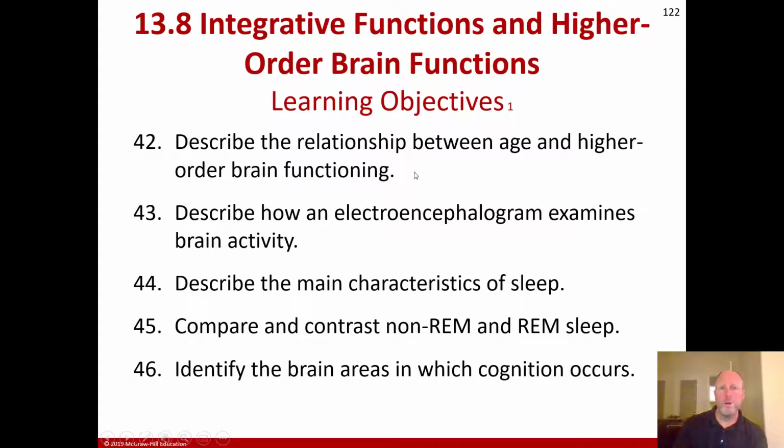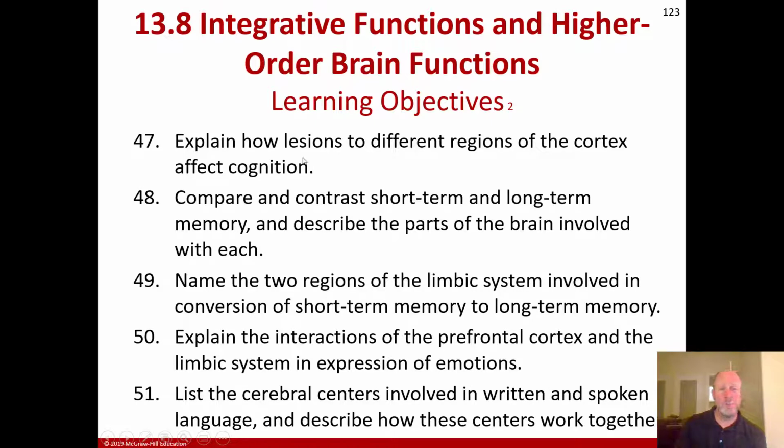So we'll talk about the integrative functions and higher order brain functions now for section 13.8. You should be able to describe the relationship between age and higher order brain functioning. Describe how an electroencephalogram examines brain activity. Describe the main characteristics of sleep. Compare and contrast non-REM and REM sleep. Identify the brain areas in which cognition occurs. You should also be able to explain how lesions to different regions of the cortex affect cognition.